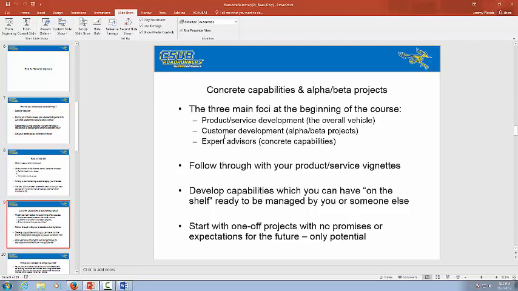But you want to develop some capability that you can repeat, even though you have the rest of your life to deal with. And start with one-off projects with no promises or expectations for the future.